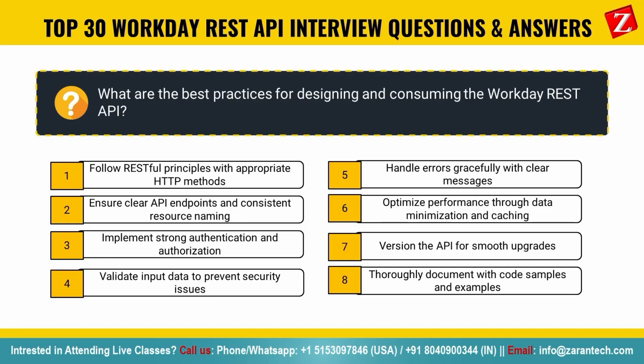Imagine you're working with Workday's API to manage employee profiles. Having clear endpoints like /employees for retrieving employee data and /employees/{ID} for accessing specific employee records makes the API intuitive and user-friendly. Implementing strong authentication and authorization mechanisms is paramount to protect sensitive data. This involves using secure protocols like OAuth 2.0 and ensuring that only authorized users can access the API.